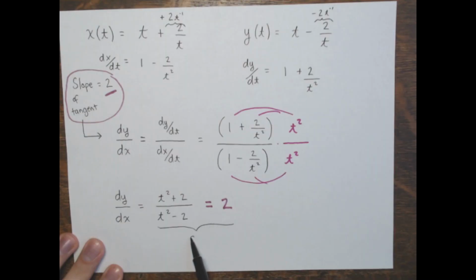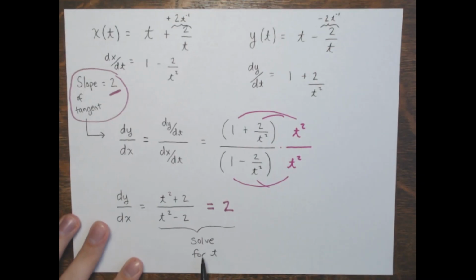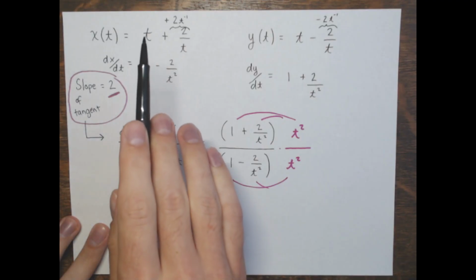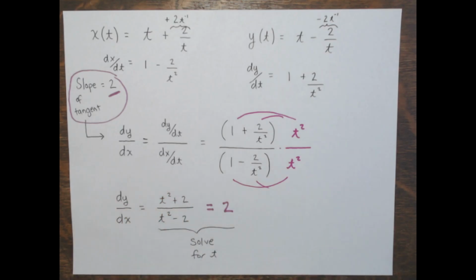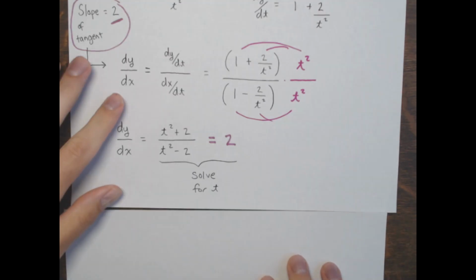So let's go about solving this equation for t. And then we'll take whatever values we get and plug them back into our equations to talk about the points that we're at on the curve, right? Because that was the question. The statement was find all points on the curve where the slope is 2. Right, so let's take that down here.